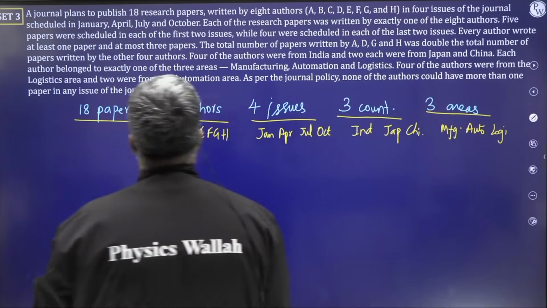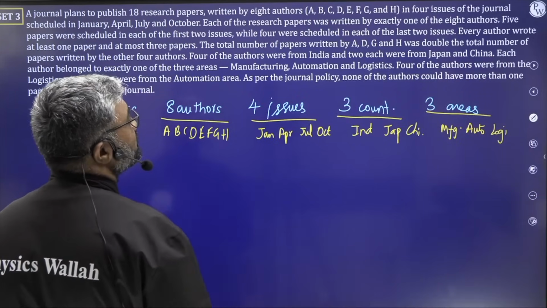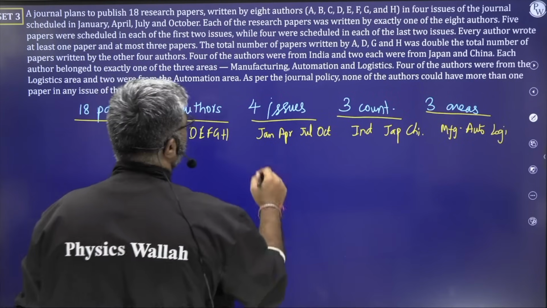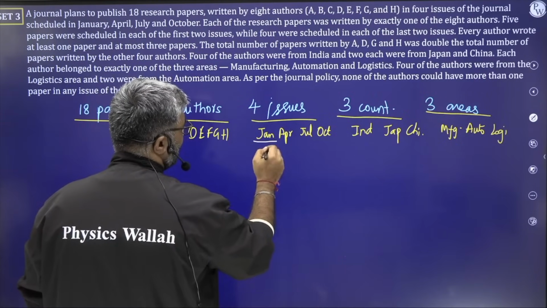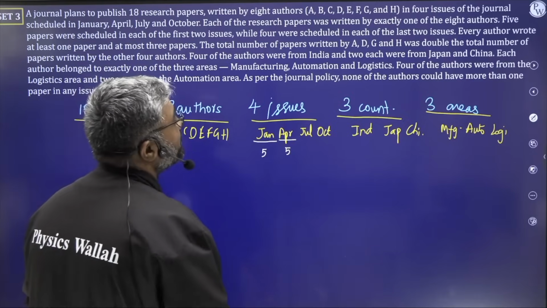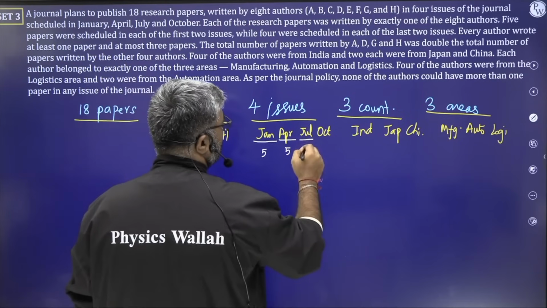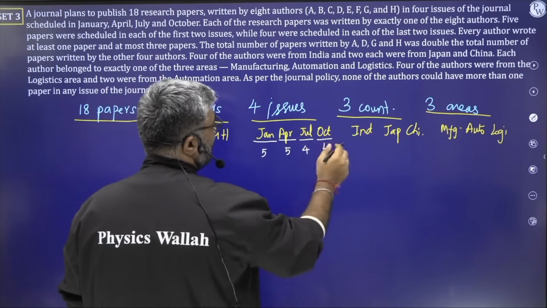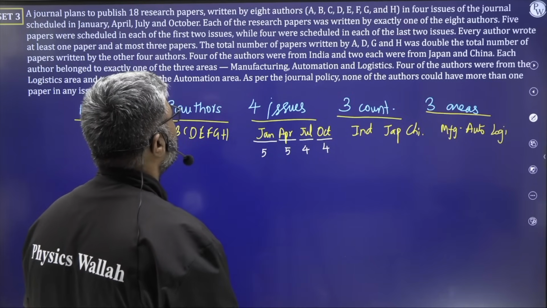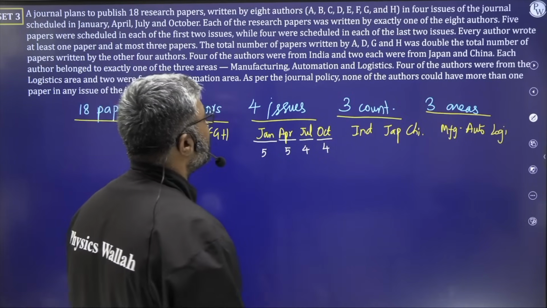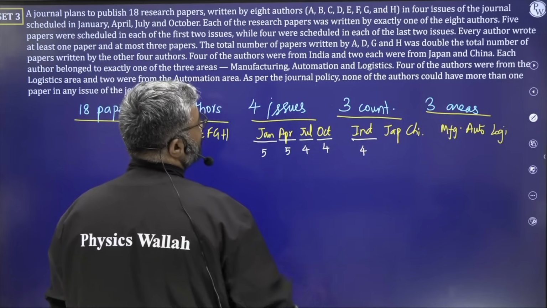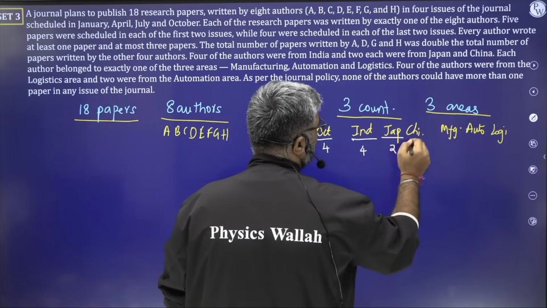So what are they saying? Each of the research papers was written by exactly one of the 8 authors. 5 papers were scheduled in the first 2 issues. So Jan had 5 papers, April had 5 papers, while 4 were scheduled in each of the last 2 issues. So here 4 and here 4. 18 adds up in total. Next, in terms of country, we've been told that 4 authors are from India, and 2 each were from Japan and China.